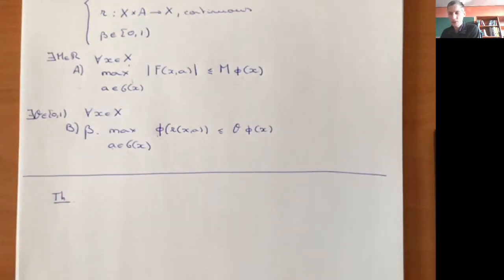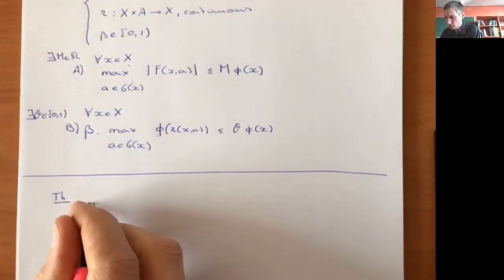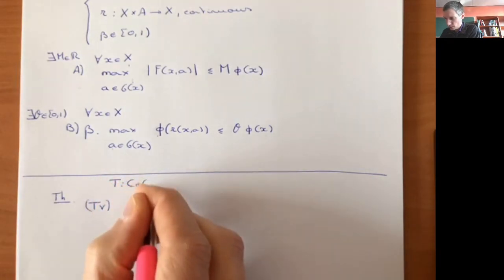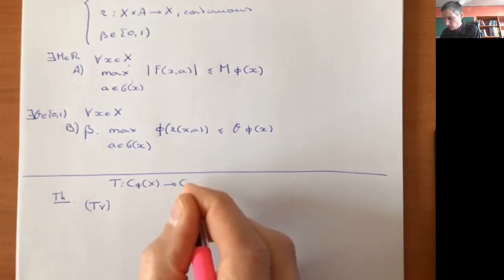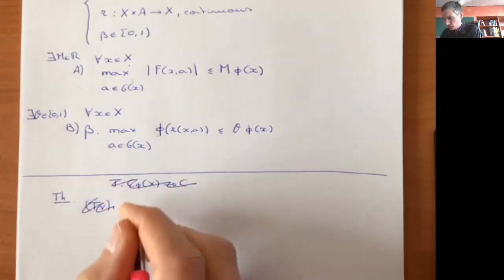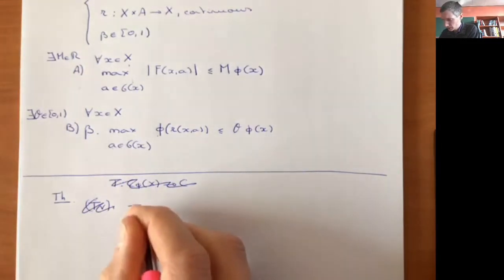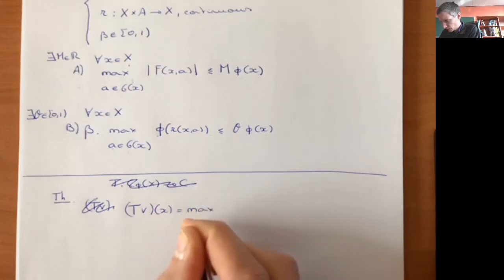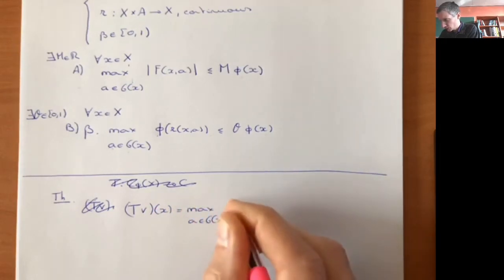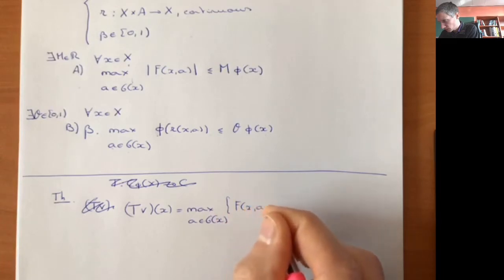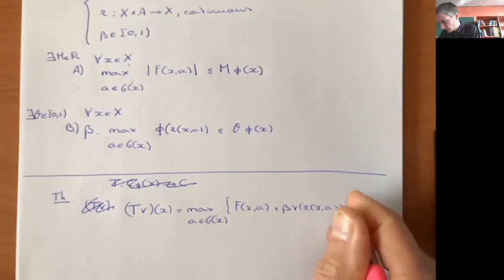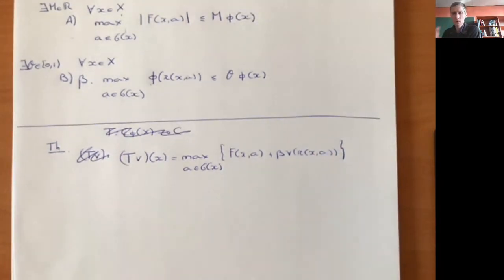But first, let us look at the Bellman operator. Let T be an operator from C_phi(X). Let T be the following operator, the Bellman operator: (Tv)(x) = max over a in G(x) of f(x,a) + beta v(r(x,a)). And we're going to show several properties of this operator.